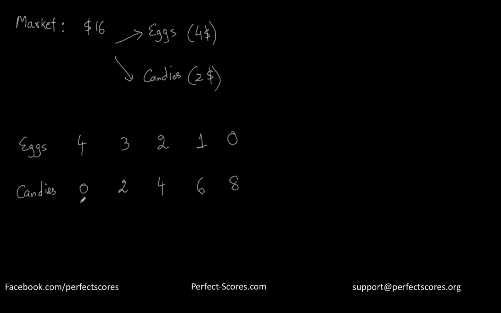Now, what is this right here? These are the different scenarios in which you can spend all of the money that you have and buy different numbers of eggs and candies. Now, if I were to put it on a graph right here, let's say we have this as the y-axis and this as the x-axis, with the number of eggs here and the number of candies here, right?